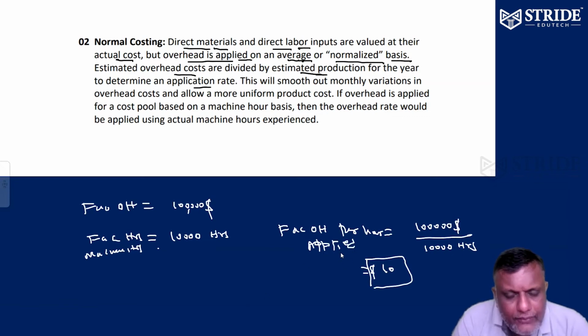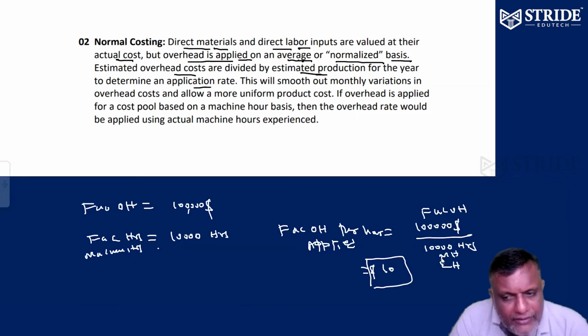Overheads are applied at the normal rate, the applied rate. What is factory expense per hour? $10. What are the factory overheads? $100,000. What are the factory hours involved? 10,000 hours. What is the per hour factory overhead? So factory overheads is the numerator, machine hours the denominator. Similarly, labor hours.